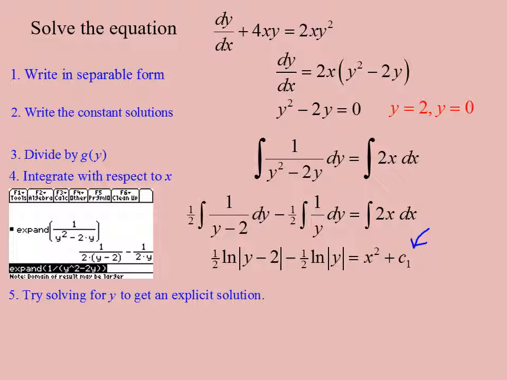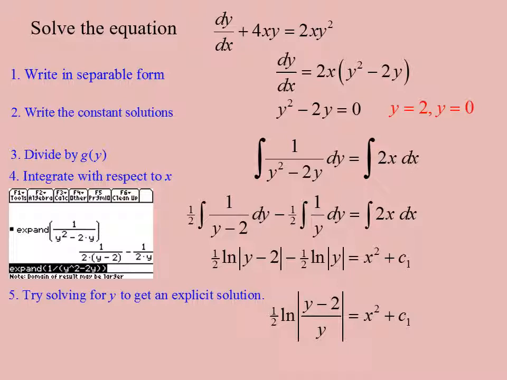So let's go through the process from algebra of doing that. We can factor the 1/2 from these two, and then use the property of logarithms to combine the ln's. Well, when you do the ln of y minus 2 minus the ln of y, the property of logarithms tells us that we can write that as the ln of y minus 2 over y.